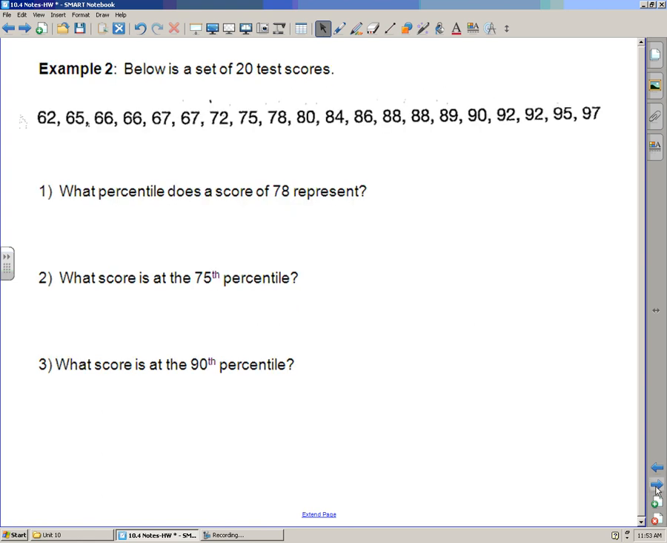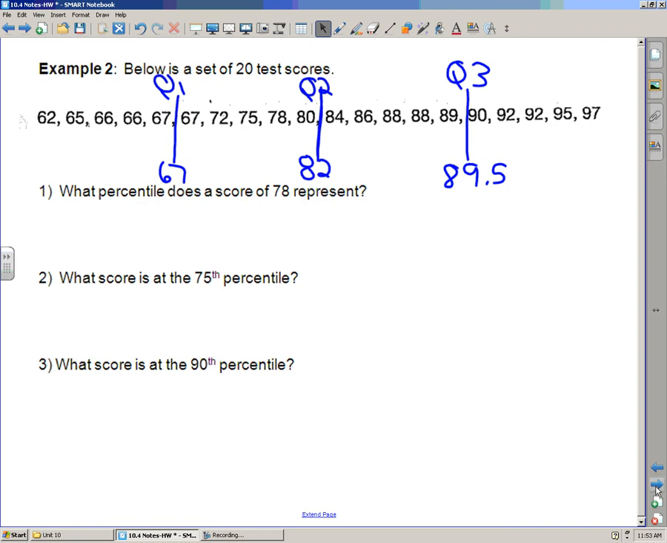Here's where we get into a little bit of the wishy-washy area. So here's a set of 20 test scores, all in numerical order for you. So if we wanted to break this data set up, I've got 20 scores, 1, 2, 3, 4, 5, 6, 7, 8, 9, 10. So this would be my median, or quartile 2. That's going to be 82, sorry. 1, 2, 3, 4, 5. This is going to be my quartile 3. This is going to be 89.5. 1, 2, 3, 4. This is going to be my quartile 1, and this becomes 67. Okay, so we've got all those pieces.